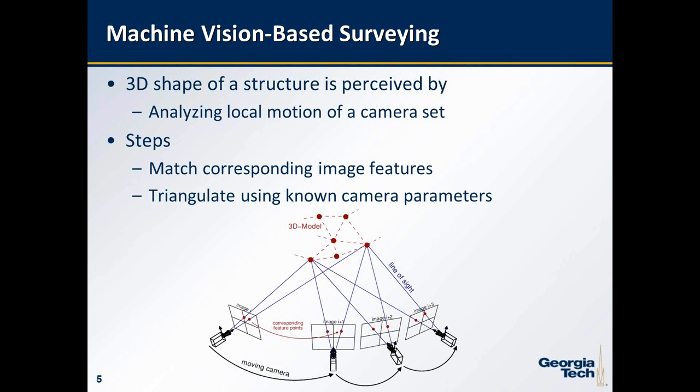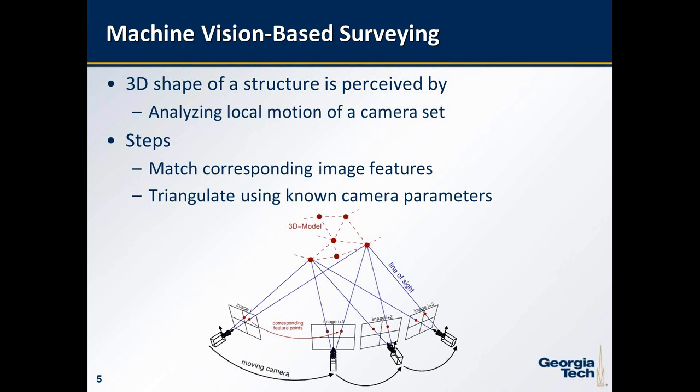In general, machine vision based surveying works on the rule that the 3D shape of a structure is generated or perceived first of all by analyzing the local motion of a camera set. You can see the process at the bottom of this slide. If we have a static structure, like the red points that you can see there, we can acquire the 3D shape of this structure by having a camera moving around it. So while the structure is static, the camera moves in the environment.